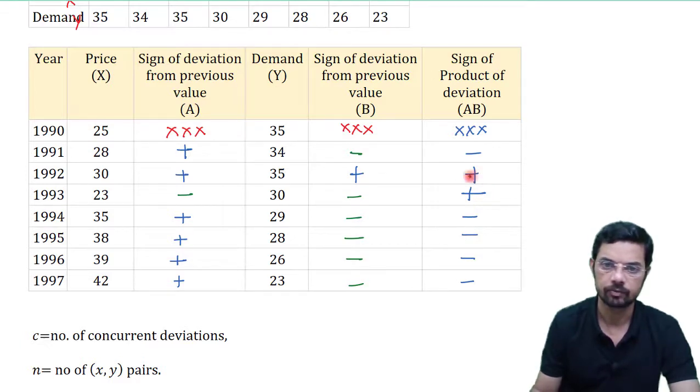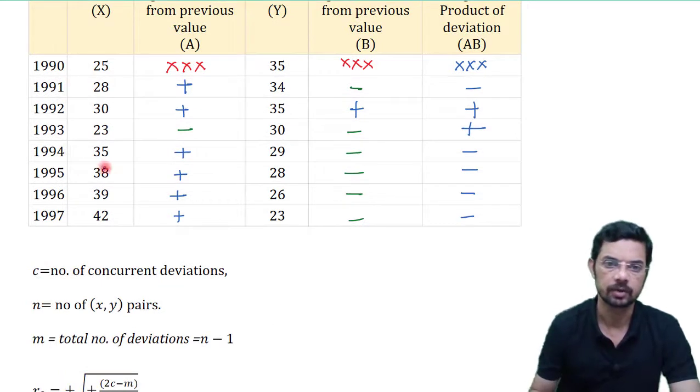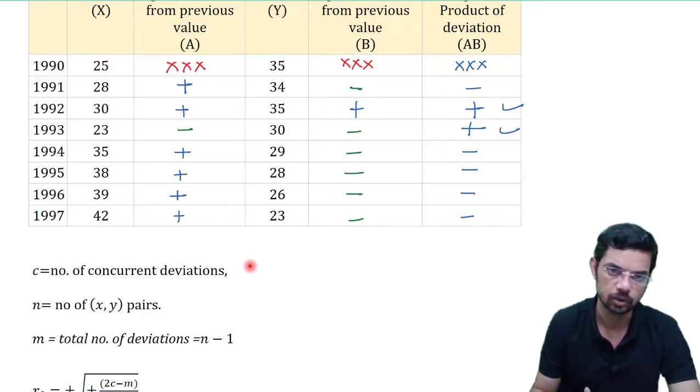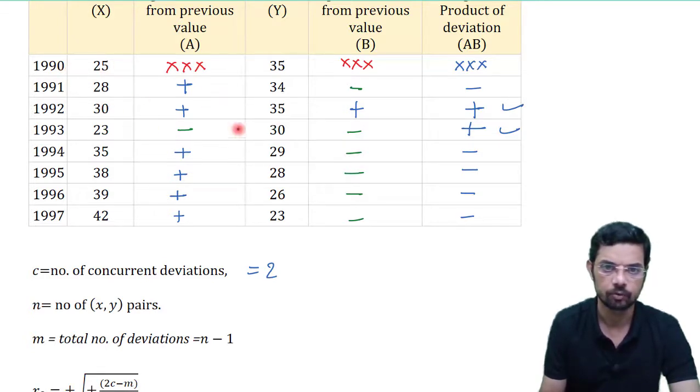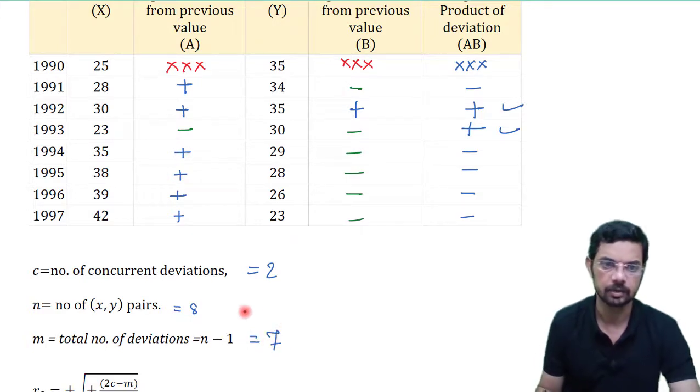Okay, so therefore we can directly get the number of concurrent deviations. What is the number of concurrent deviations? It will be the number of positive signs here. Number of positive signs will be equal to concurrent deviations, this one and this one, positive. There are two concurrent deviations. Now how many pairs? This is 1 pair, 2 pair, 3 pair, 4 pair, 5 pair, 6 pair, 7 pair and 8 pair. So there are 8 pairs, so what we have here is 7. n minus 1, that is m.